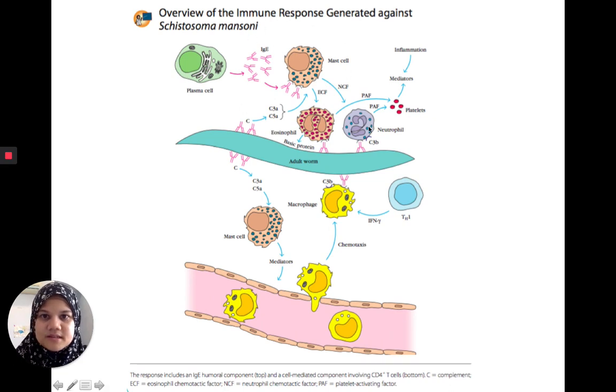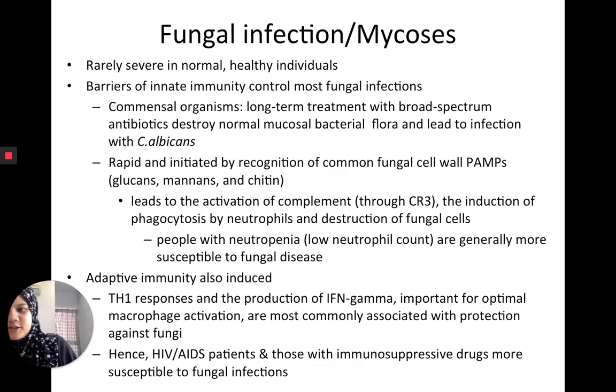So this is some examples or a schematic of the immune response against Schistosoma mansoni. But a key feature of this is you'll see the production of the IgE, which is usually what causes eosinophilia for these parasitic infections. Okay, we're getting into the last one.